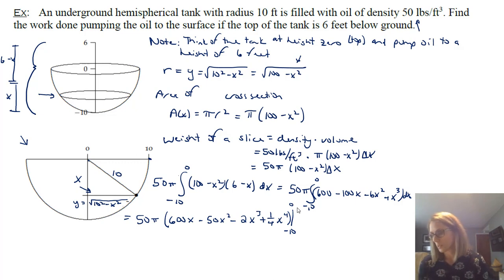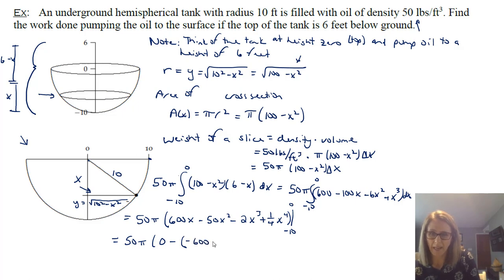So you'll notice that when you put in 0, you are actually going to get 0. So when we do 50 pi, we're putting 0 in first. That's 0, and then you're going to have a minus what happens when you plug in -10. So a -6,000, a minus 5,000, a positive 2,000, and then a positive, what is that, 2,500.